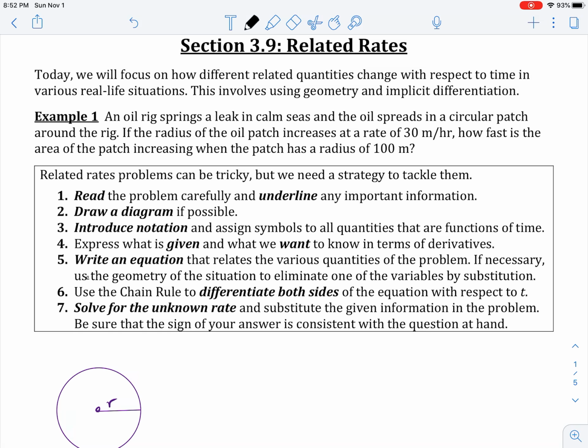Hello, good people. This is Calculus Early Transcendentals by James Stewart, and we are studying applications of the derivative, and this is section 3.9 on related rates.